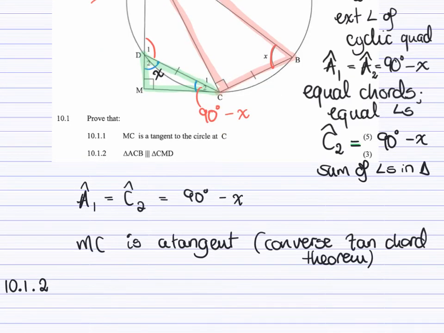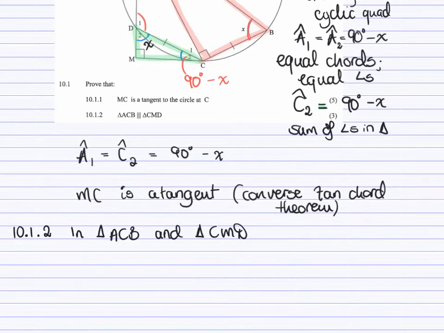Let us now look at the second part of the question. We are required to prove that triangle ACB is similar to triangle CMD. For any proof that is required for similarity, what you need to start off by doing is stating the two triangles that you're going to work in. So you're going to say, in triangle ACB and triangle CMD.